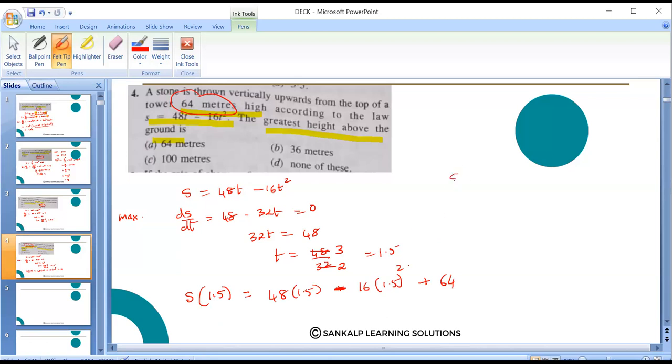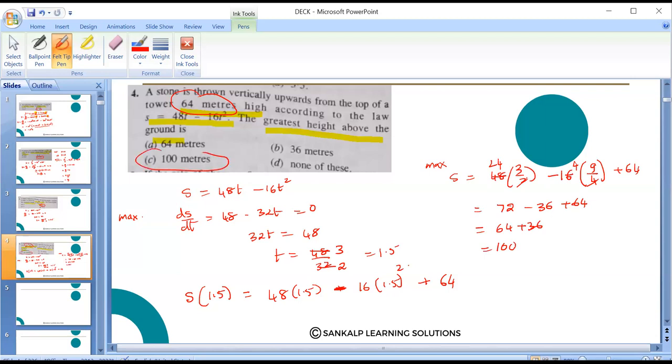So I can write the maximum height as 48 into 3 by 2 minus 16 into 3 by 2 whole square, which is 9 by 4, plus 64. 2 24s, 4 4s. So 72 minus 36 plus 64. That is 64 plus 36. That is 100 meters. Option C.